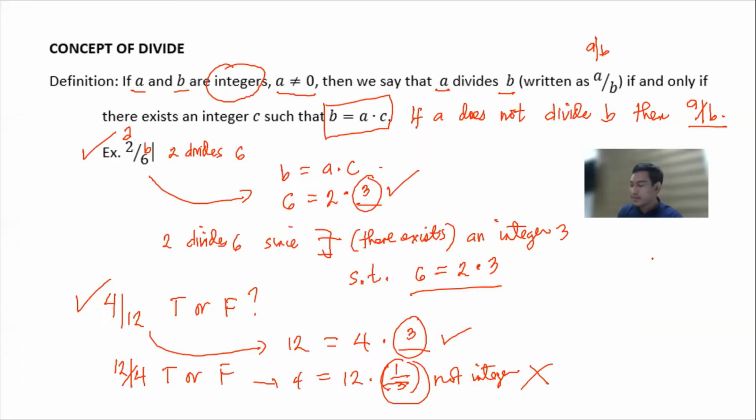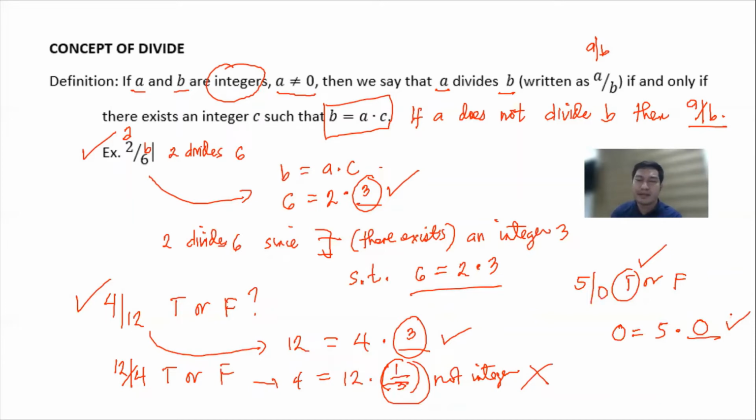How about the example 5 divides 0? Is this true or false? Okay, 0 is equal to 5 times a certain number. What number can you multiply to 5 to get 0? It is 0. Therefore, this is true, because 5 times 0 is 0. So there exists an integer 0 such that 0 is equal to 5 times 0.